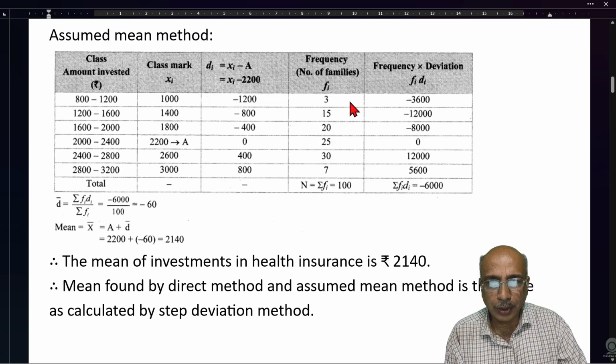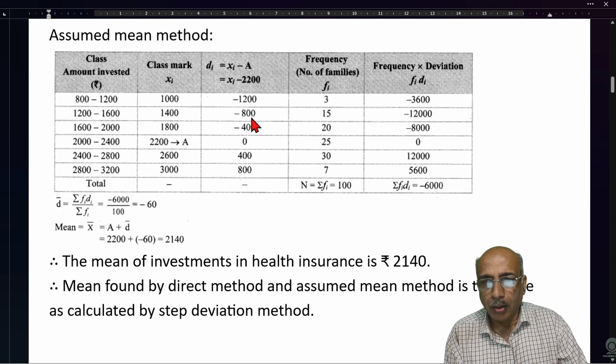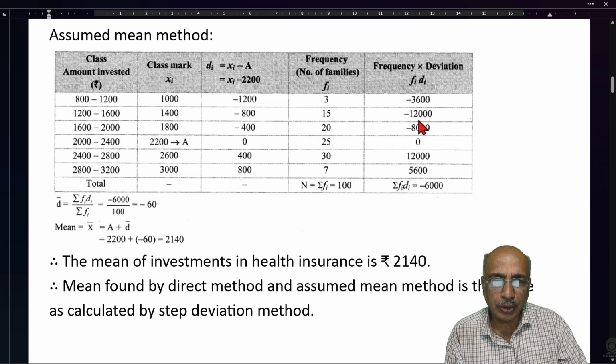When we simplify this, here you see: 3 into minus 1200 is minus 3600, minus 800 into 15 is minus 12,000, minus 400 into 20 is minus 8,000, 0 into 25 is 0 only, 400 into 30 is positive 12,000, 800 into 7 is 5,600. Now we have to find the sum of all these terms. The sum of frequency, you know very well, equals 100.